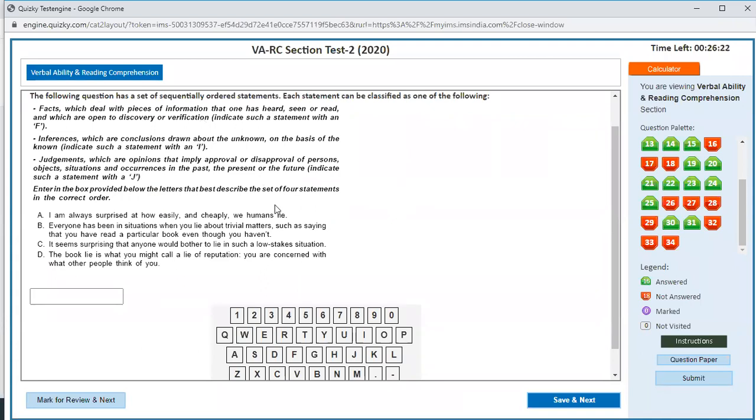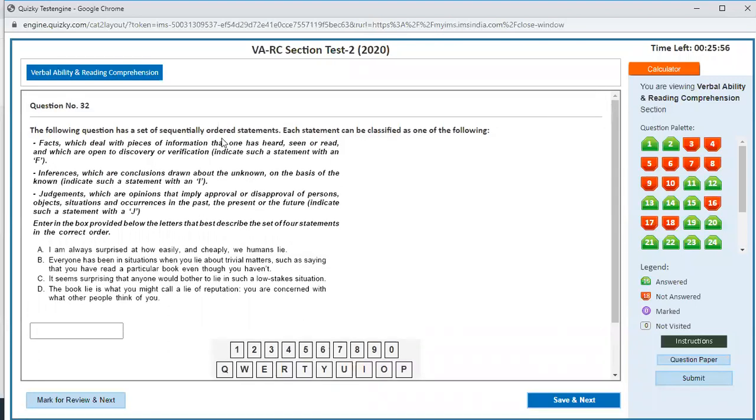Judgment, inference, and facts. कितने questions कर लिए? We're left with 26 minutes. 1, 2, 3, 4, 5, 6, 7, 8, 9, and 4, 13, and 3. 16 questions I've attempted. RC attempt करूँगा तो if frequency, the speed is going to increase. ठीक है ना? 15 मिनट ठीक है. Cool.